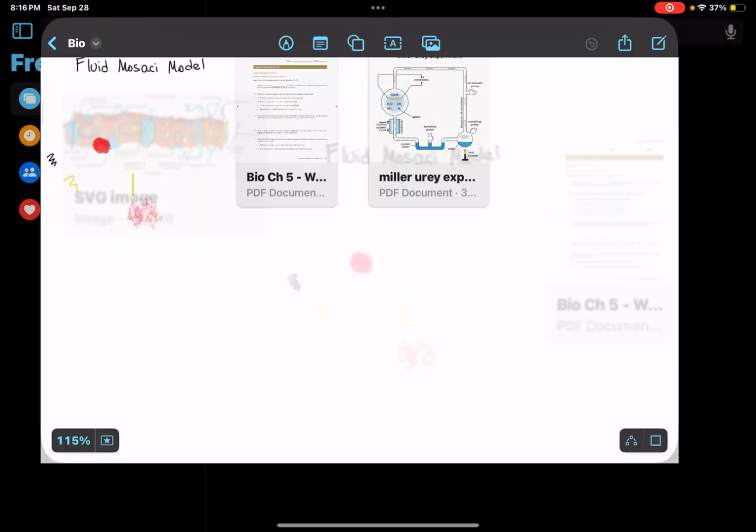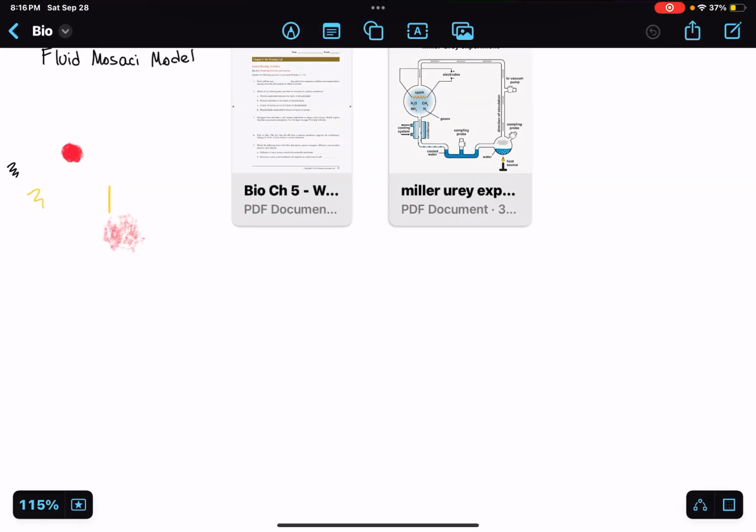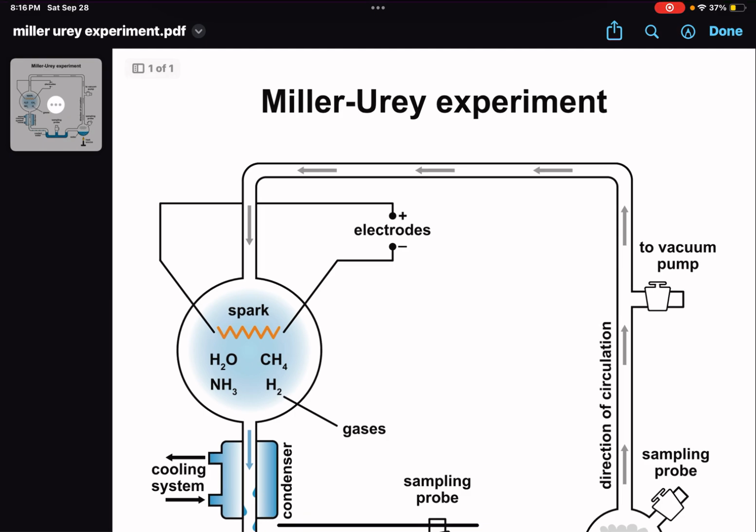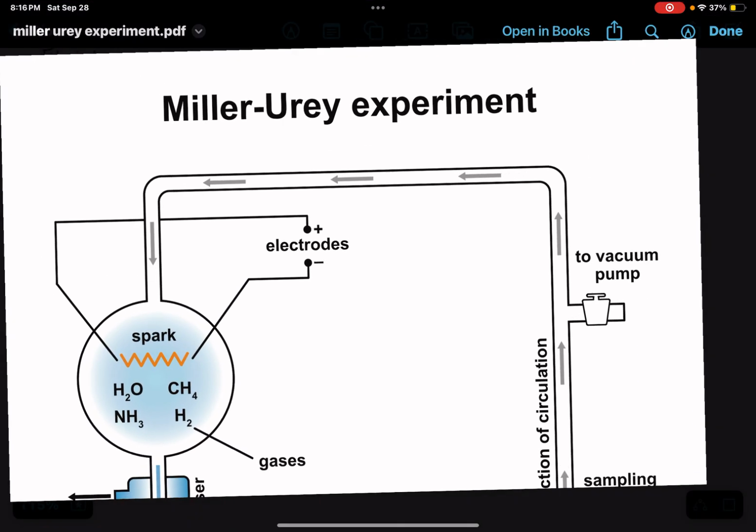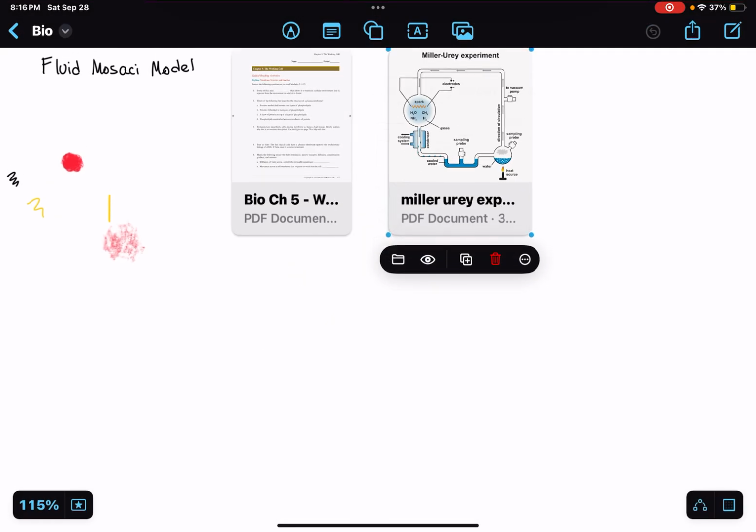Alright, here we have the beautiful Miller-Urey experiment. Let's understand how it works. I don't know why it's cut off like that. Why the heck is it cut off?